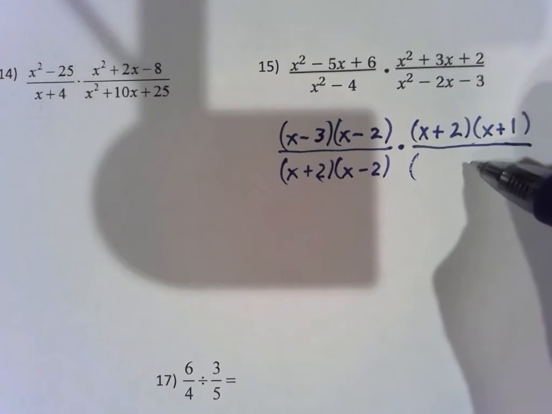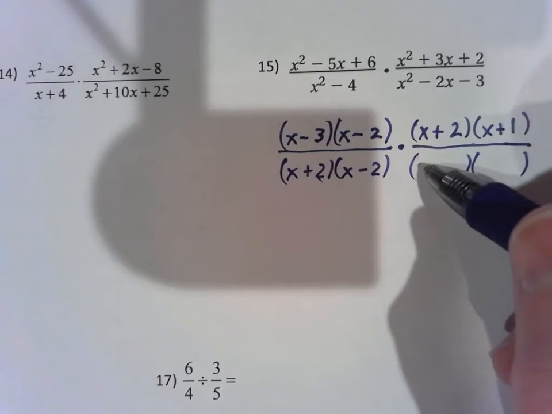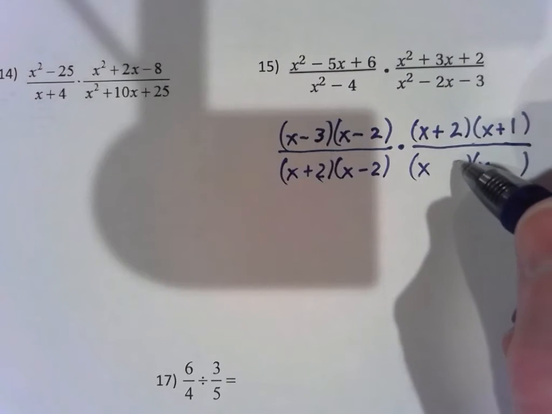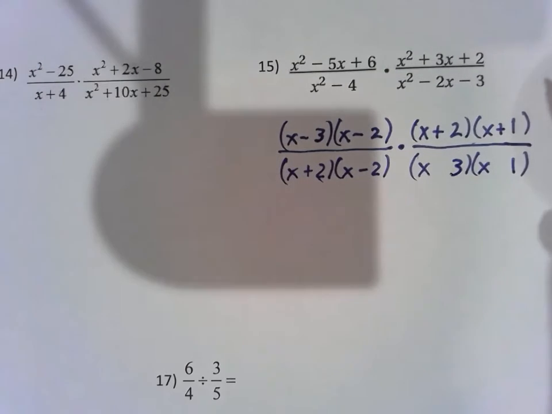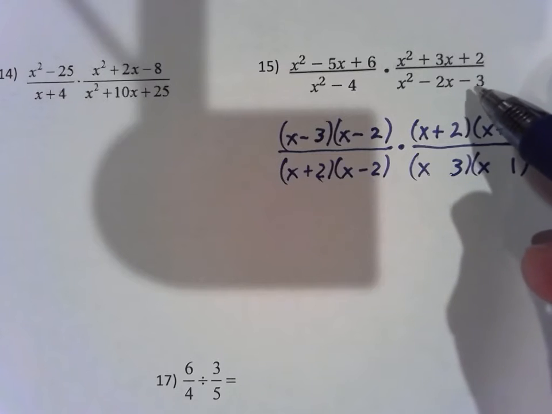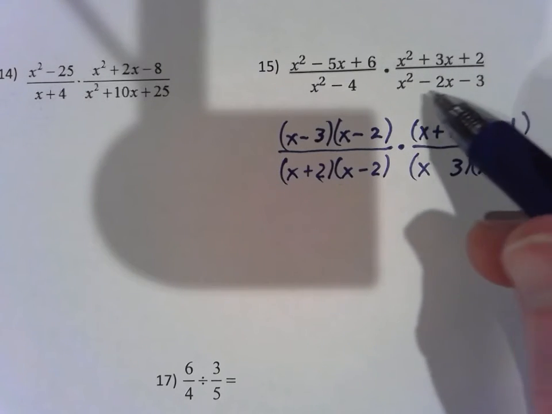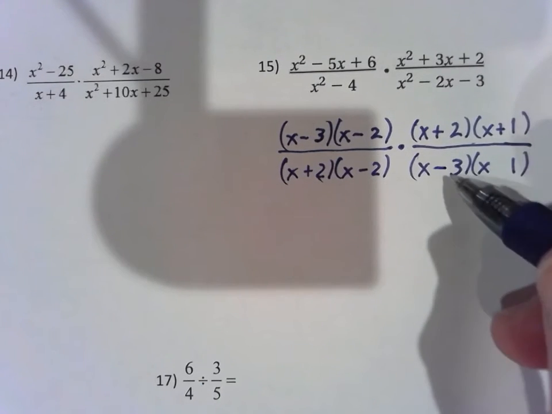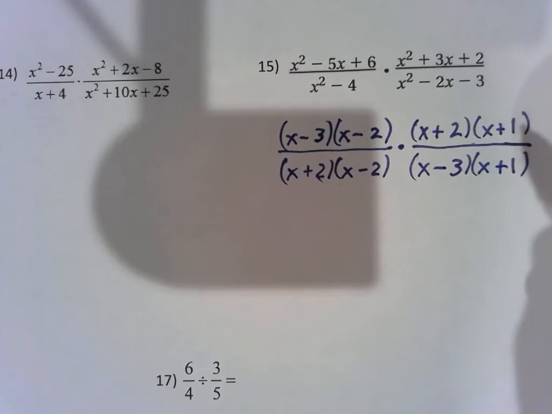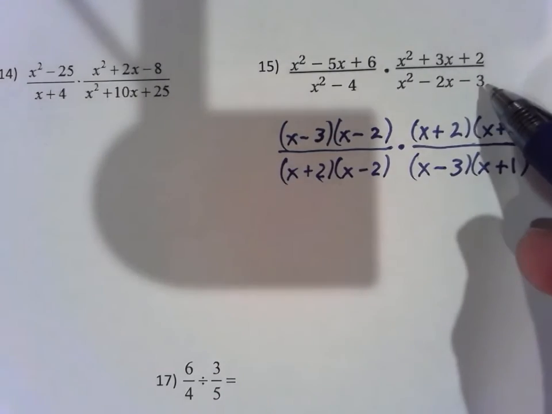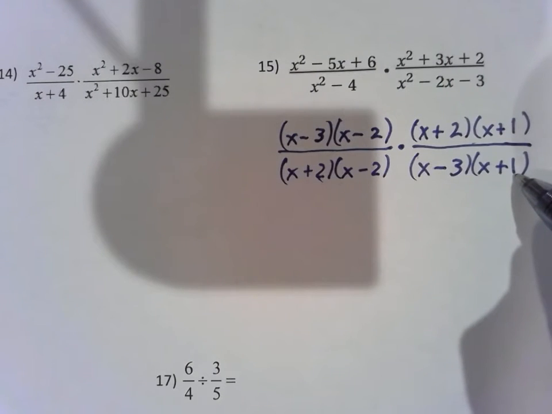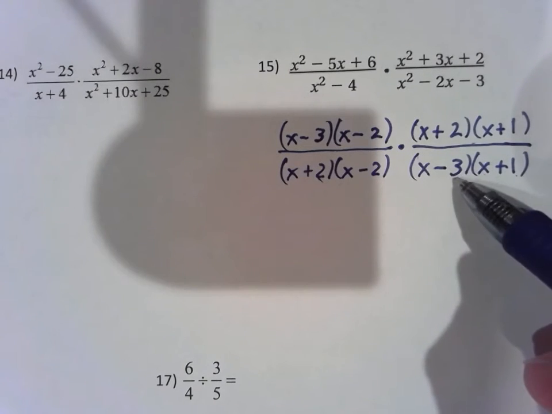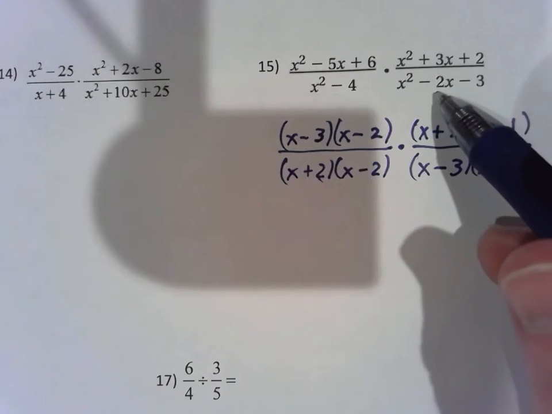On the bottom, no common factors. X times x is x squared. 3 times 1 will give me 3, but I need one of them to be positive and one to be negative, so it gives me negative 3. My middle term needs to be negative 2x. So I need the bigger one to be negative, the smaller one to be positive. Negative 3 times positive 1 is negative 3. The outside, x times 1 is 1x. The inside, negative 3 times x is negative 3x. 1x plus negative 3x is negative 2x.